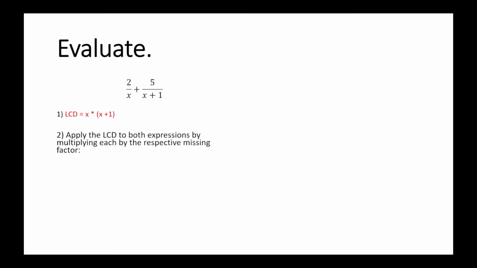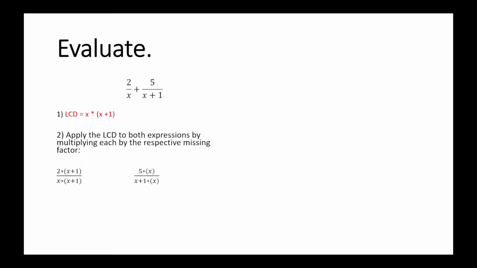Now, let's go ahead and evaluate these two examples that we went through, starting with the first one. 2 divided by x plus 5 divided by x plus 1. We already figured out that the LCD is x times x plus 1. So how do we apply this LCD in order to get the same denominator? Like this. We have to multiply each of the rational expressions by the respective missing factor.